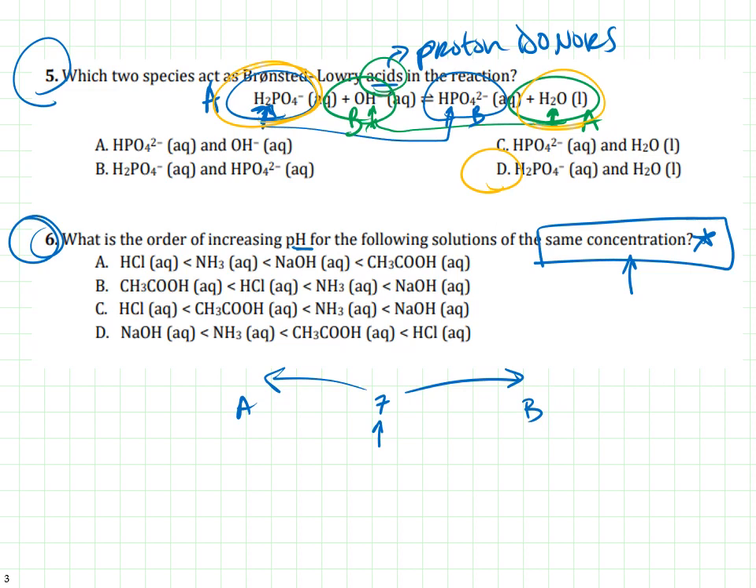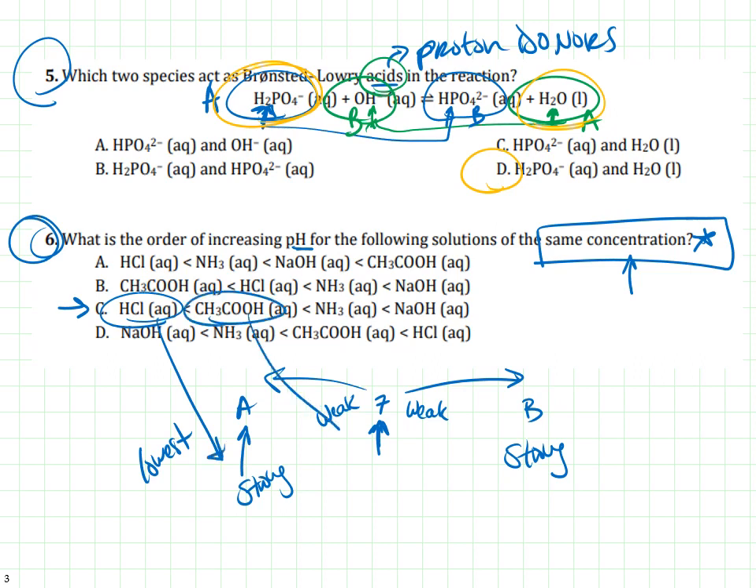So increasing pH, we're looking for the thing that has the lowest pH first, and that's going to be our strongest acid. And then I'm going to look for a weaker acid, and then we have that 7. And then I want a weaker base, and then the strongest of our bases. And that's going to give us choice C. HCl is our strong acid, ethanoic acid is weak, ammonia is a weak base, and then sodium hydroxide is a strong base. And again, we can answer this question because it tells us same concentrations.